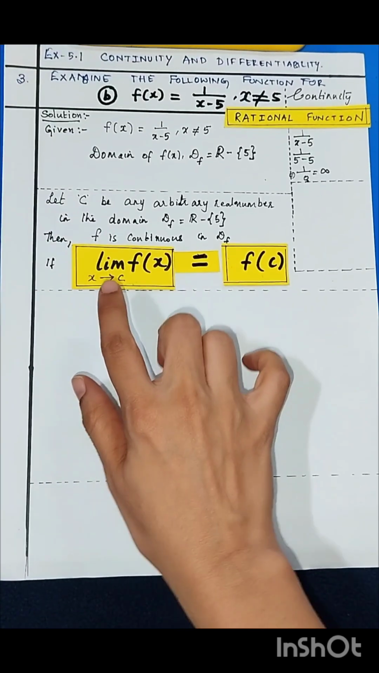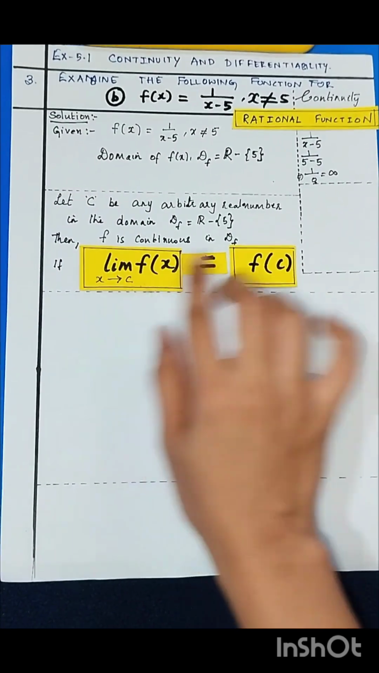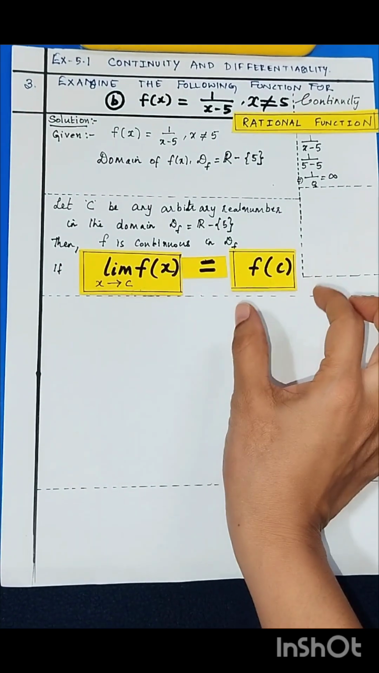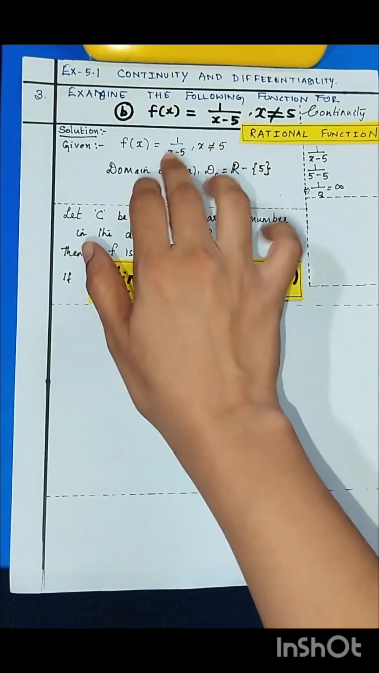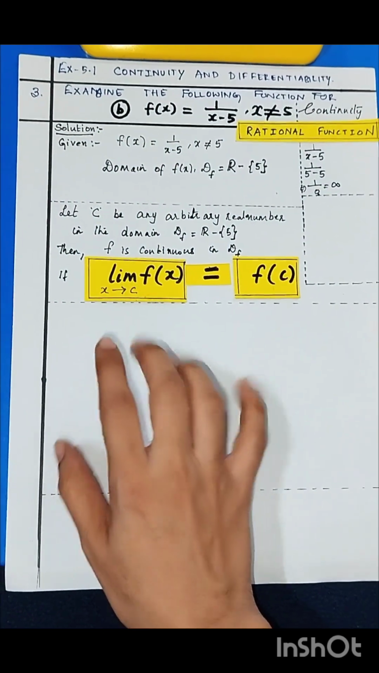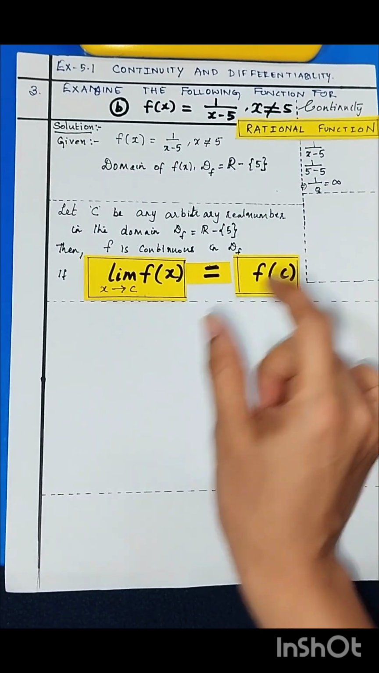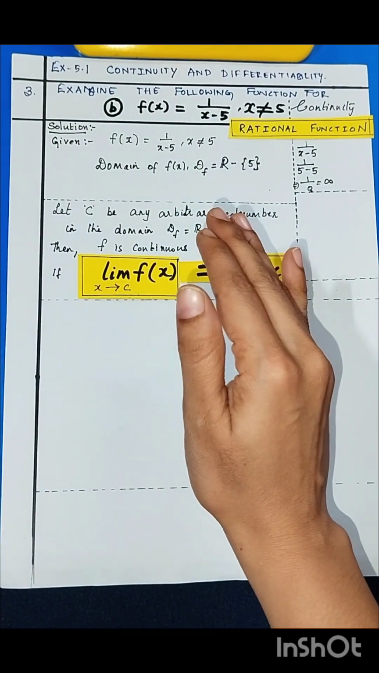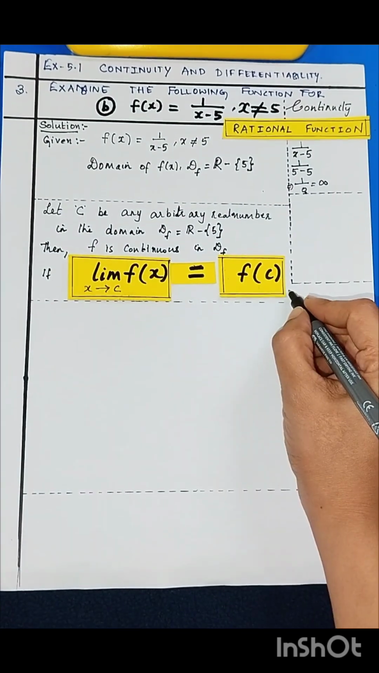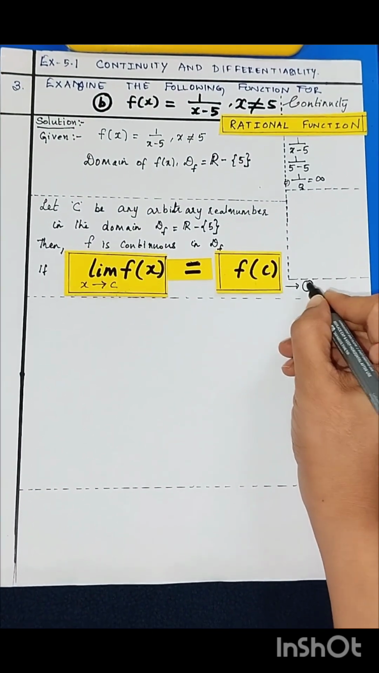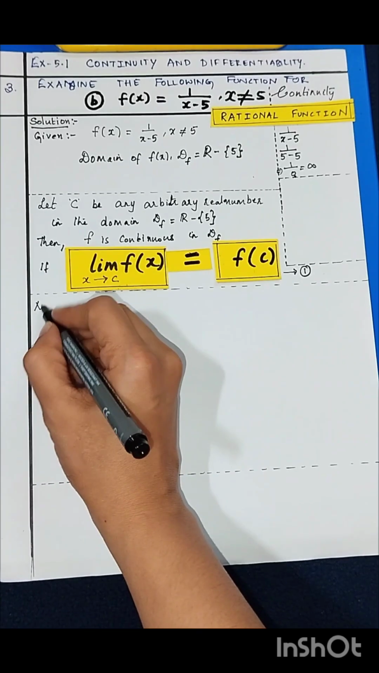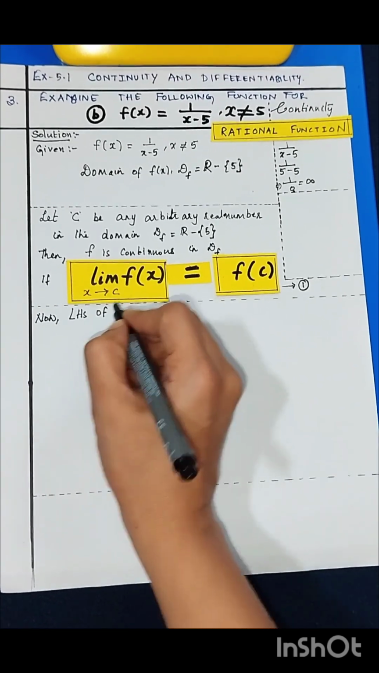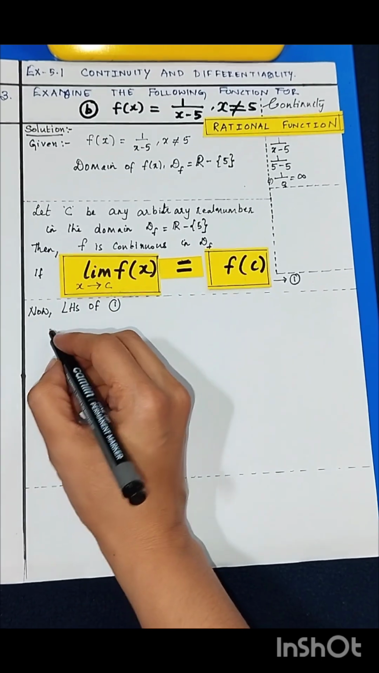In my previous video, I have explained about the limit value and the functional value. If this condition is satisfied, then we say that the function is continuous. So first we will check the LHS, then we will check the RHS. We will check if both are equal. If they are equal, they are continuous. Let us label this as 1. Now let us take the LHS of 1.